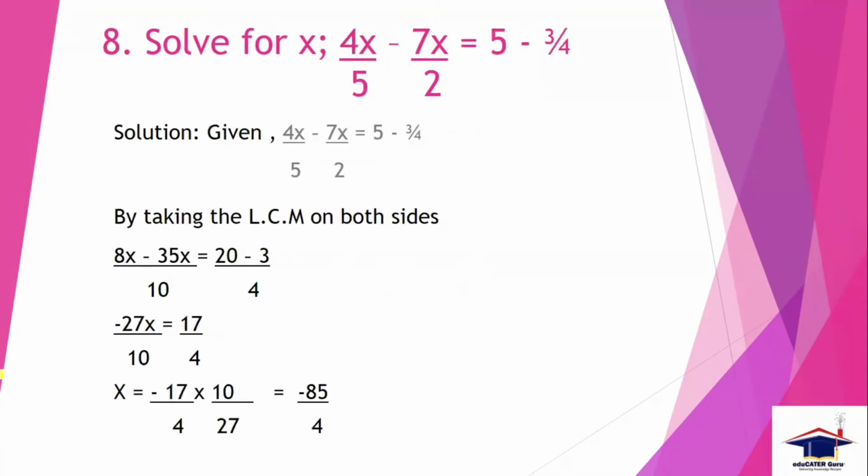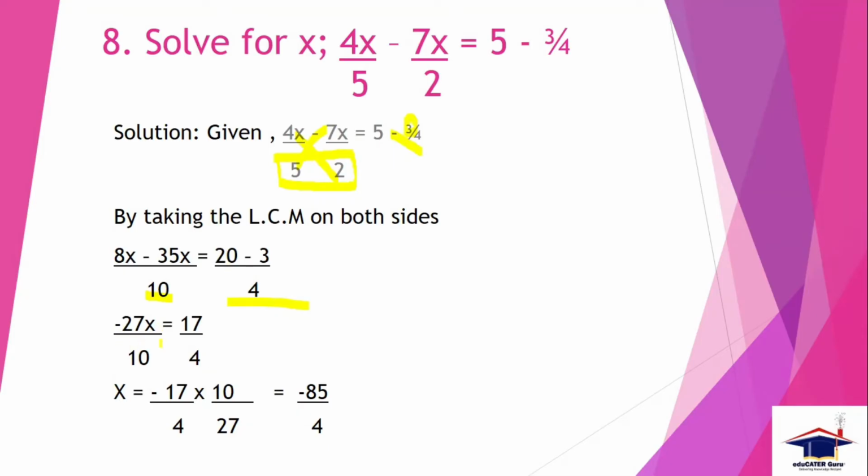Next, solve for x where the equation is 4x by 5 minus 7x by 2 is equal to 5 minus 3 by 4. So here you have to take the LCM on both the sides, 5 and 2. 5 2s are 10 and cross multiplication, 5 7s are 35, 4 2s are 8. So 8x minus 35x by 10. Similarly, 4 into 5 is 20, 20 minus 3 divided by 4. Here we get 8x minus 35x, minus 27x divided by 10, 17 by 4.